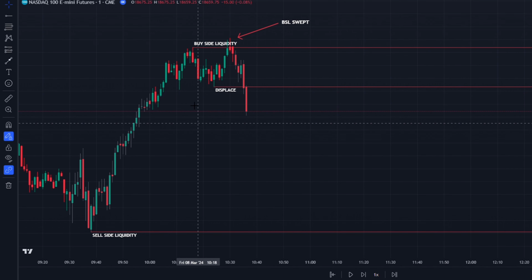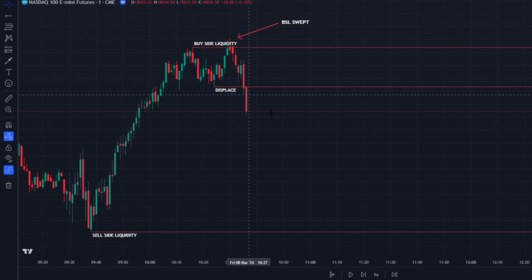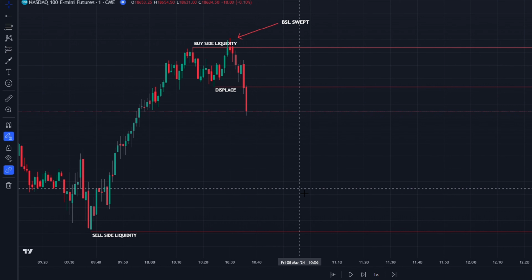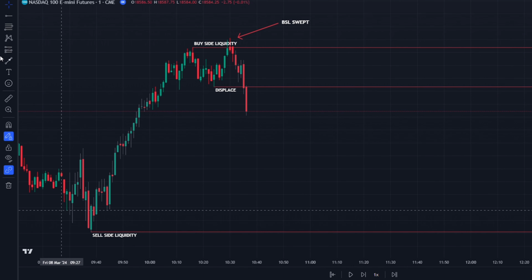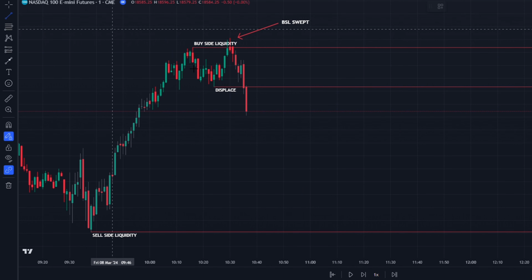So now the market structure shift has occurred, and we're going to look for price to reach up into a fair value gap as we're in the 10 AM to 11 AM macro. We're going to look for price to reach up into a bearish fair value gap and then target the opposing sell side liquidity. And then also you can mark out this 1 minute order block as an optimal trade entry.